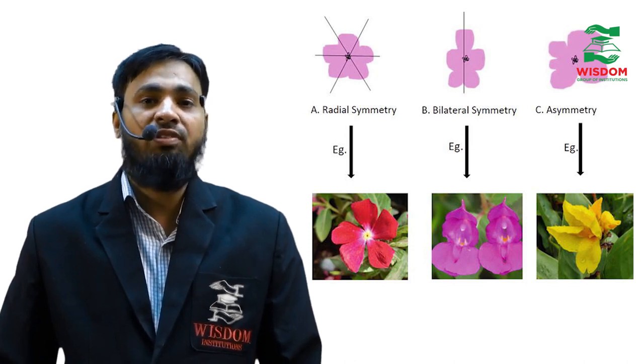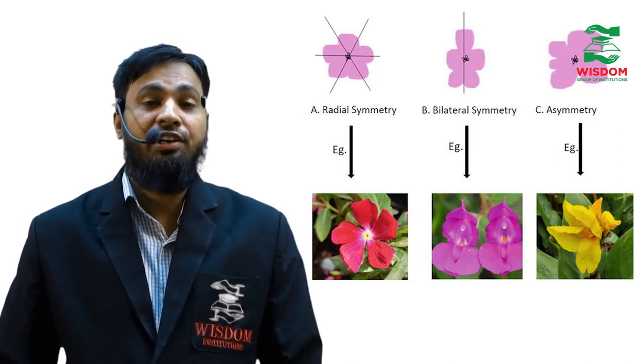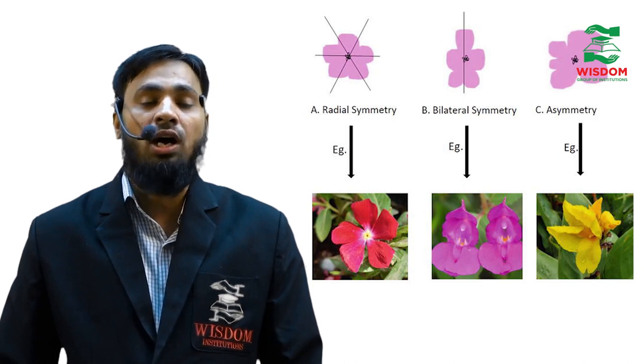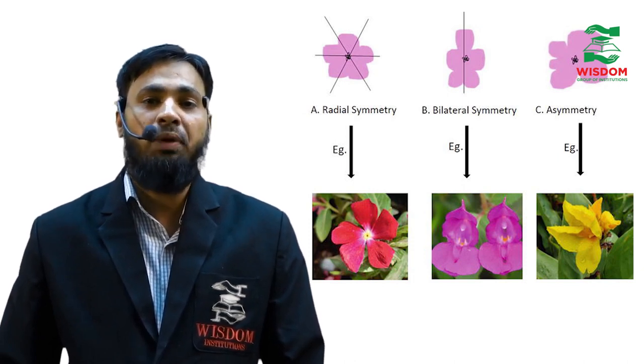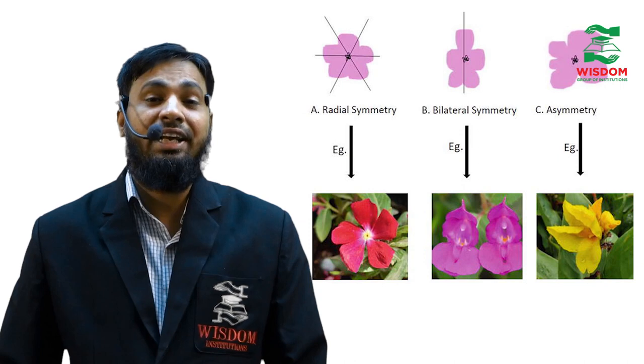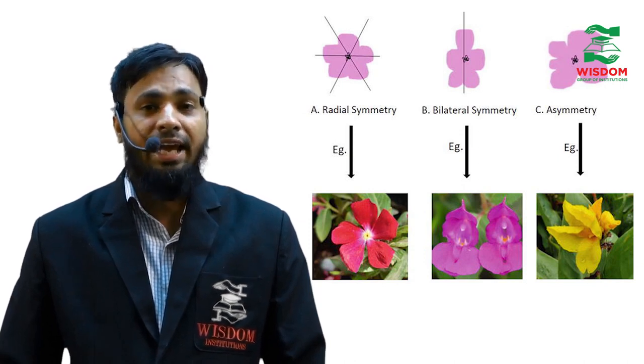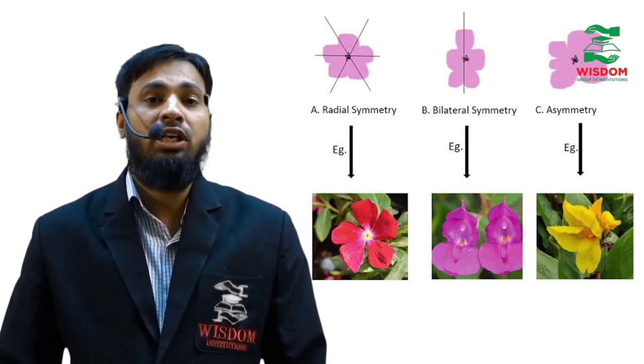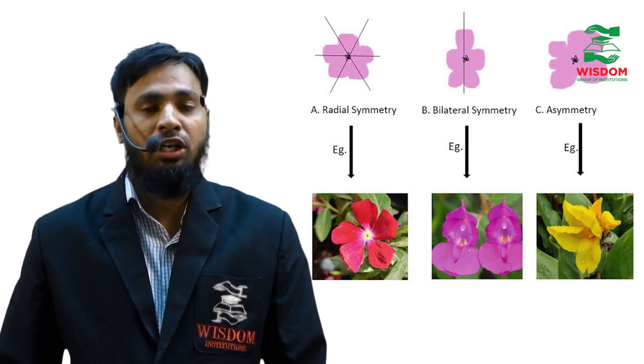A zygomorphic flower can be divided into two equal halves in only one vertical plane, whereas a radially symmetrical flower can be divided in more than one vertical plane.